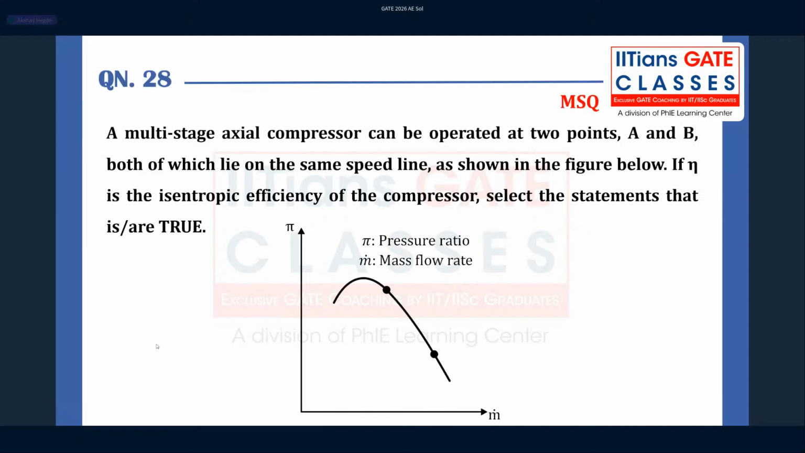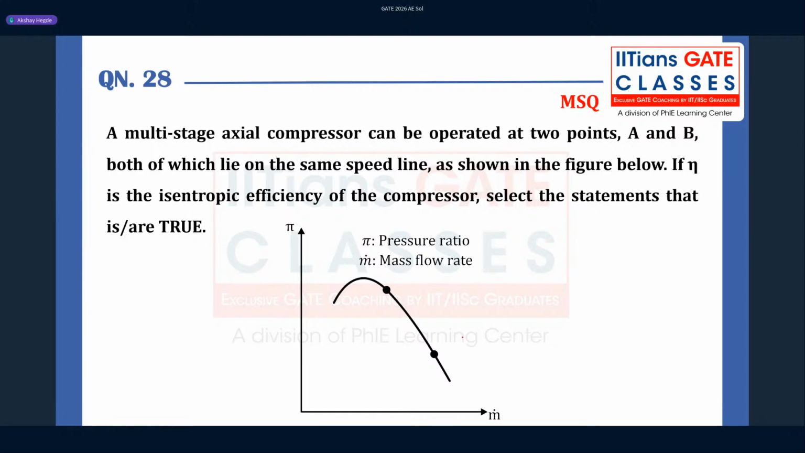Then, okay, again we have a question from the compressor. Here it is showing a multi-stage axial compressor can operate at 2 points A and B, both of which lie on the same speed line, as shown in the figure below. If eta is isentropic efficiency of the compressor, select the statement that is true.